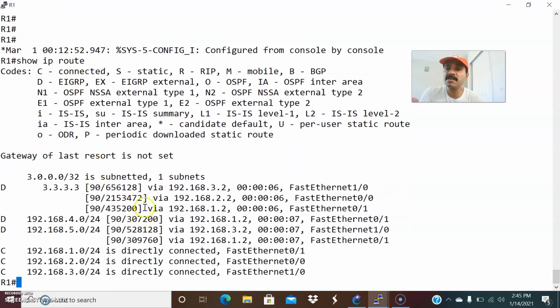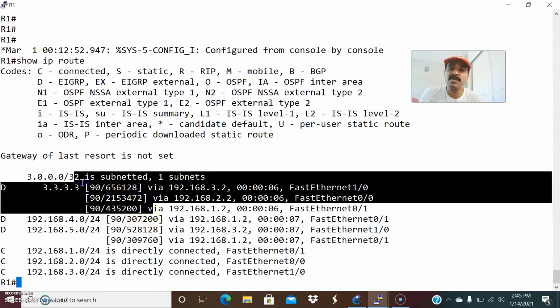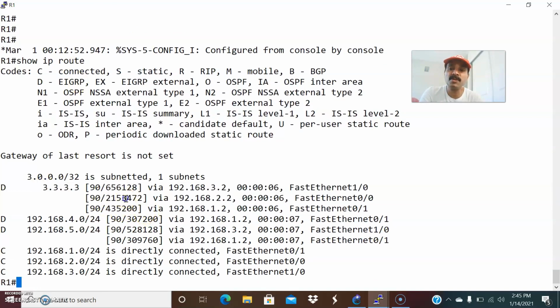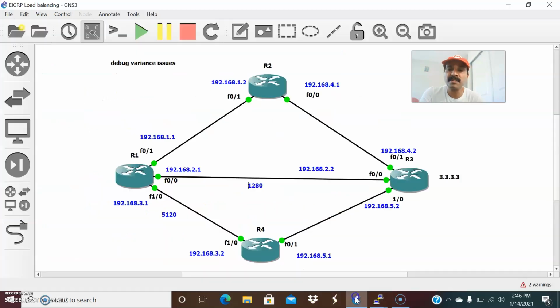So this is the magic. You are able to see, right? Only the variance parameter matters. After increasing the variance value, unequal load balancing is now done by means of three paths, right? So for reaching the 3.3 prefix, it can reach via R2 or R3 or R4. That is the benefit of unequal load balancing.